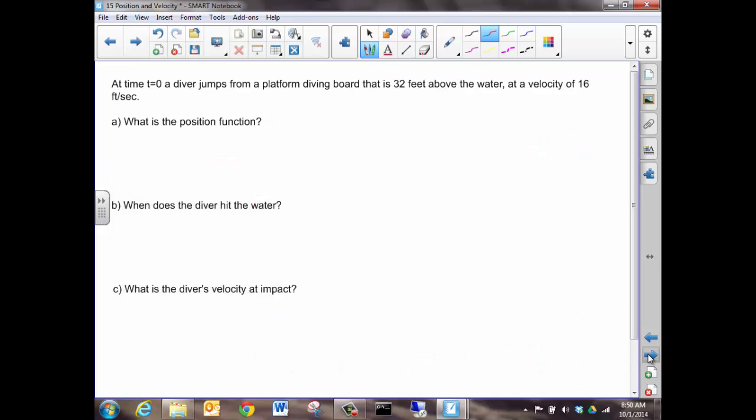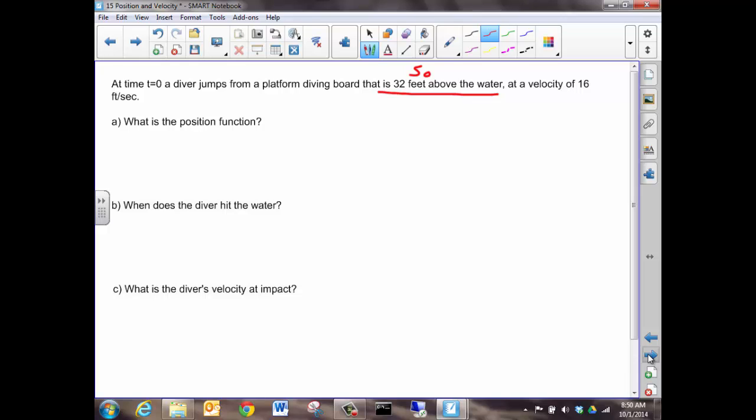So let's look at an FRQ. At time t equals 0, a diver jumps from a platform diving board that is 32 feet above water, bless you, with a velocity of 16 feet per second. What's important in here? 32 feet above water, what is that? That's our initial position. That's where we ought to begin, S sub 0.